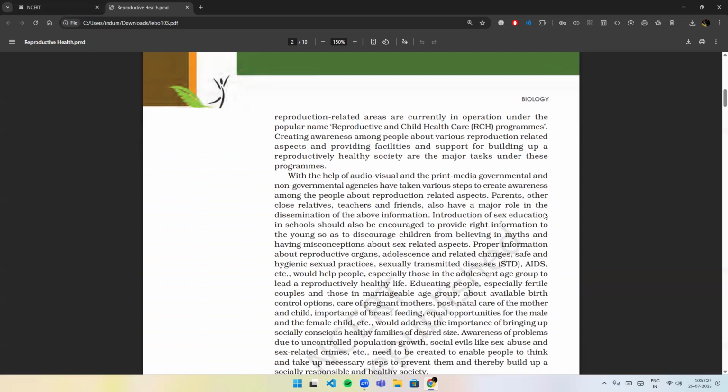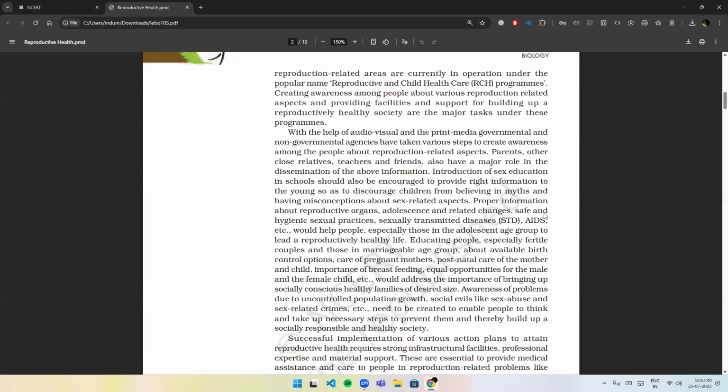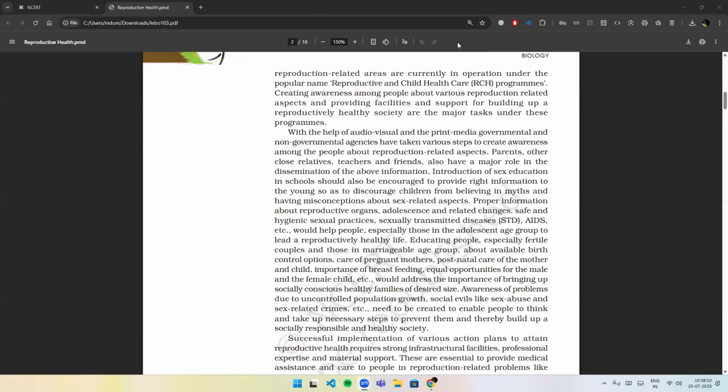Creating awareness among people about various reproduction related aspects and providing facilities and support for building up a reproductively healthy society are the major tasks under these programs. With the help of audio-visual and the print media, governmental and non-governmental agencies have taken various steps to create awareness among the people about reproduction-related aspects. Parents, other close relatives, teachers, and friends also have a major role in the dissemination of the above information.